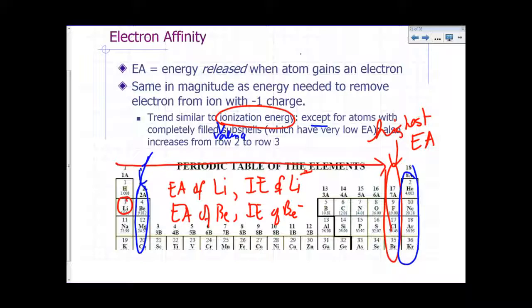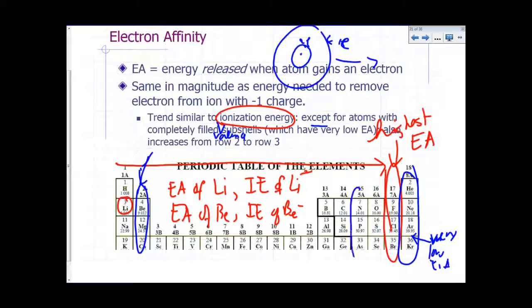Let's consider helium. You've got 2 electrons on the outermost shell. If you add 1 more electron, it's going to be in a much bigger shell. That extra electron is going to be so easy to remove. It's not going to stick around. So the electron affinity for helium is going to be very small. So for noble gases, you have very low electron affinity.